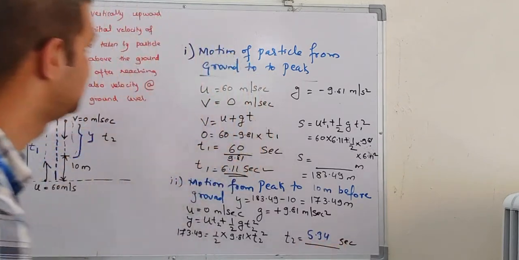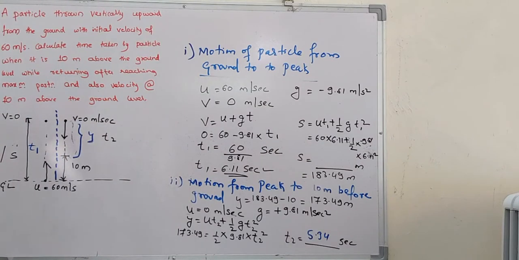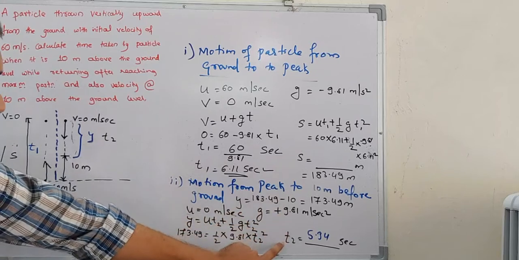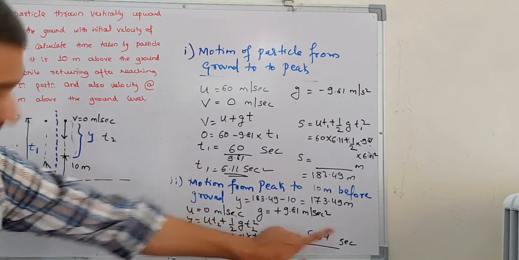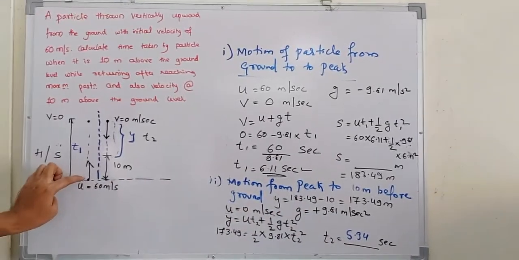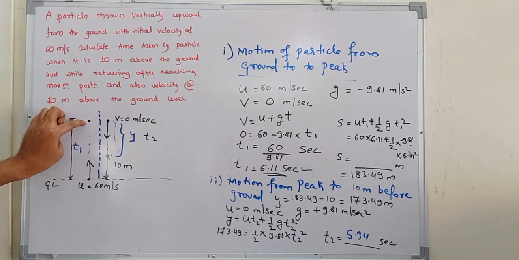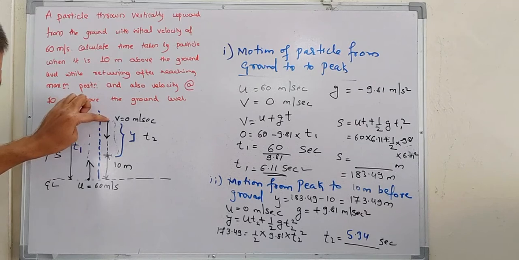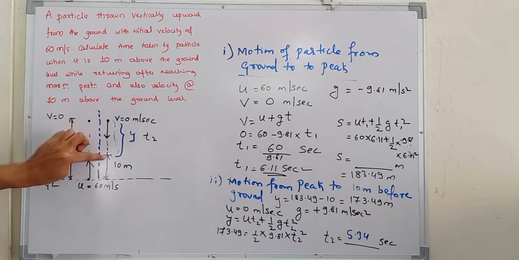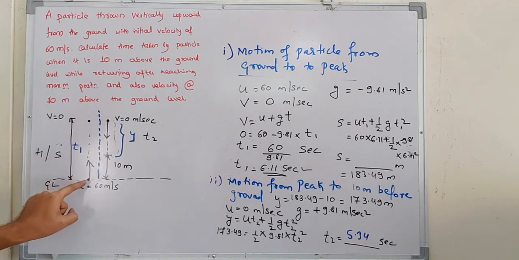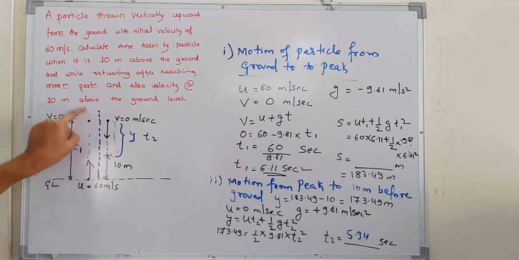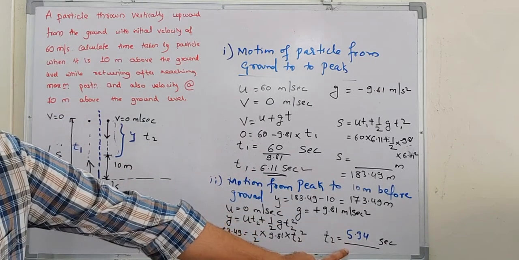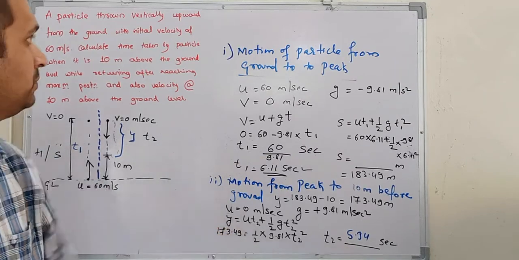5.94 seconds. Now there are two times. One is T1, 6.11 seconds, the other one is T2, 5.94 seconds. What was T1? Time taken by the particle from the ground to reach the peak value. And T2 is the time taken from the peak to just before 10 meter from the ground. Now your total time taken will be T1 plus T2.